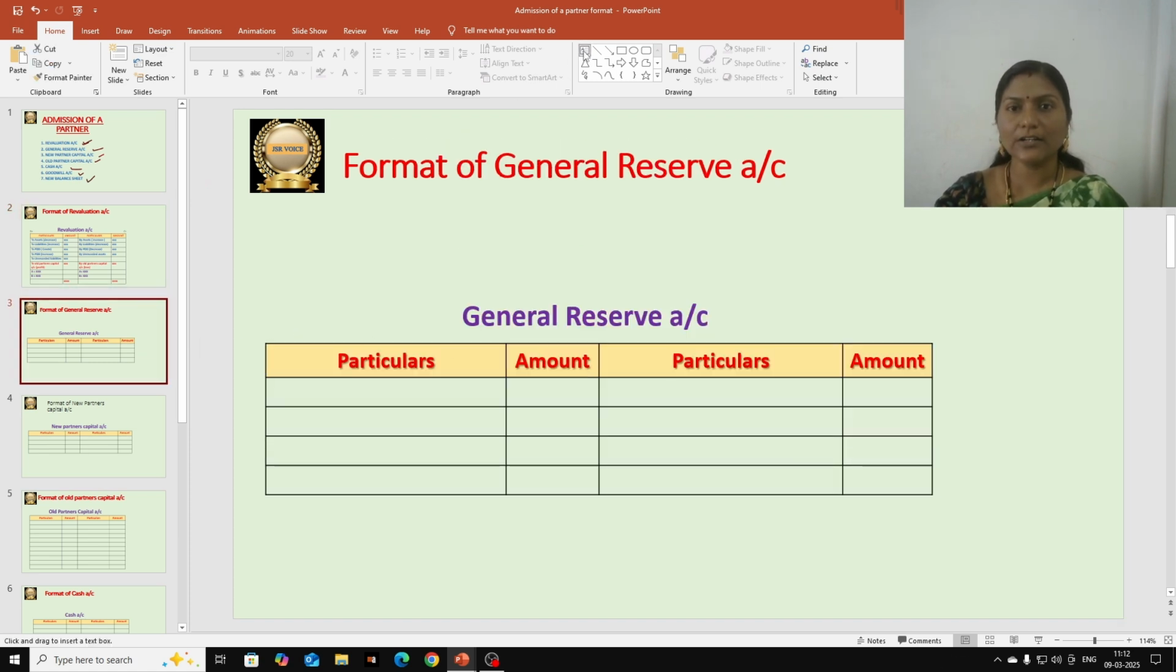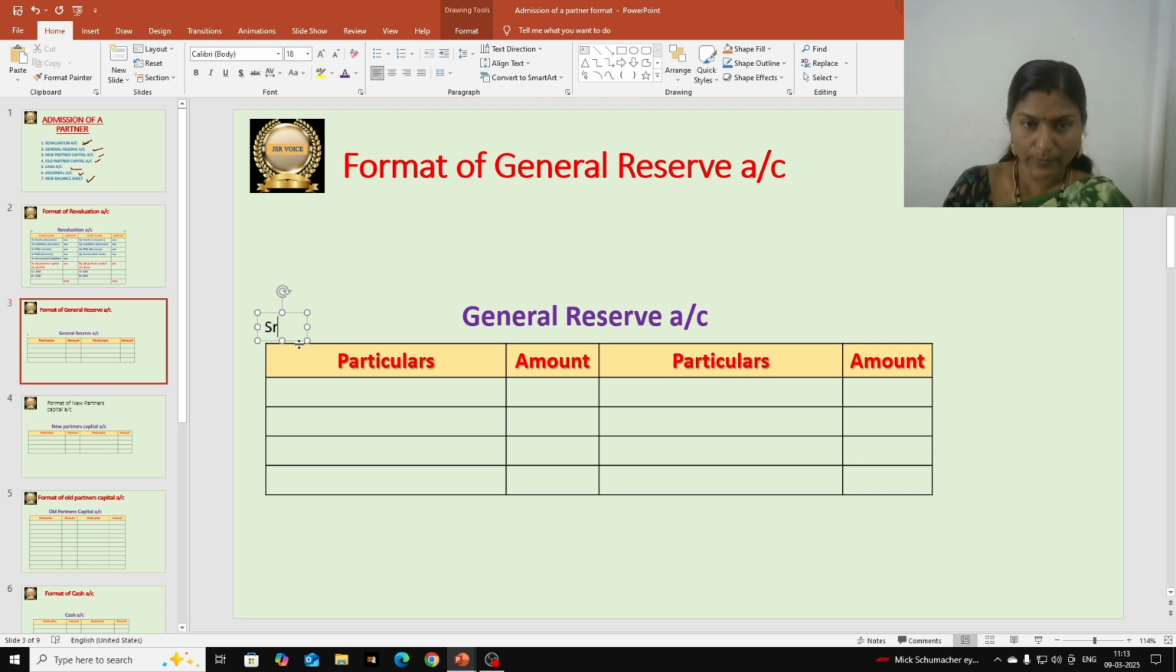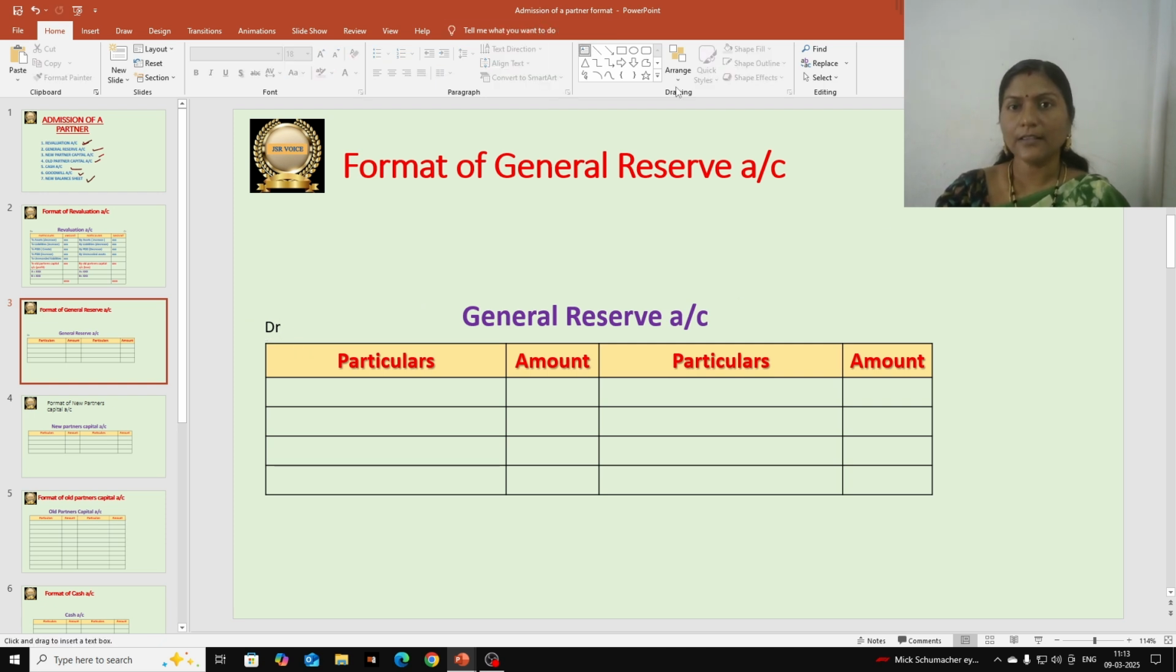Second account is general reserve account. Students, it is very important, because sometimes we don't prepare general reserve account, sometimes we prepare it. When to prepare, when not to prepare. You have to see the balance sheet given in the question. If on the liability side you find any reserve, it may be general reserve or any reserve, then you have to prepare general reserve account.